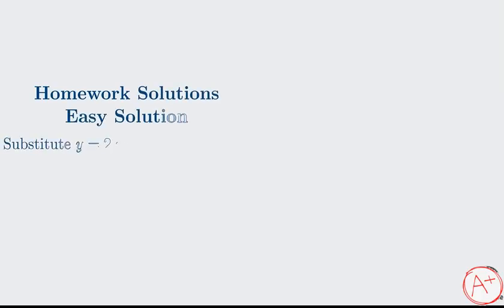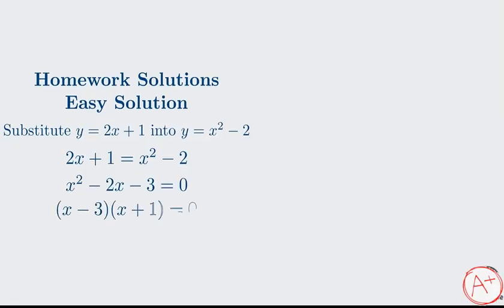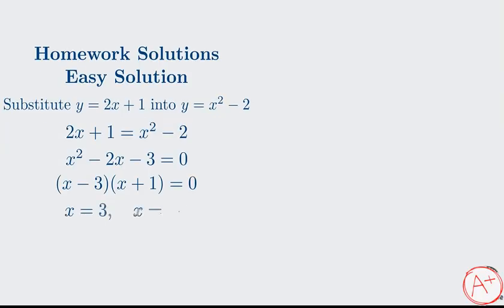For the first question, substitute y equals 2x plus 1 into the quadratic. Setting them equal gives 2x plus 1 equals x squared minus 2. Rearranging, we get x squared minus 2x minus 3 equals 0. Factorizing gives the quantity x minus 3 times the quantity x plus 1 equals 0. So, x is 3 or -1.